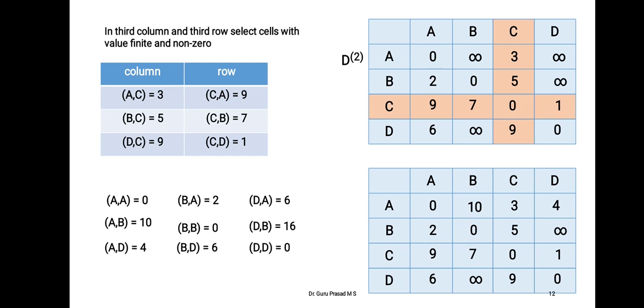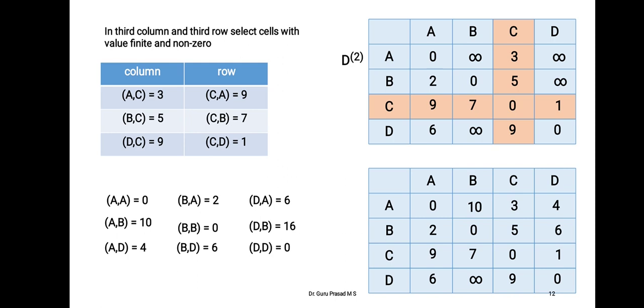Next, B comma A is 2. Okay, in the matrix already we are having the shortest distance. B comma B is 0. B comma D equal to 6. Okay, in the matrix B comma D value is infinity. Okay, that infinity value replaced by 6.